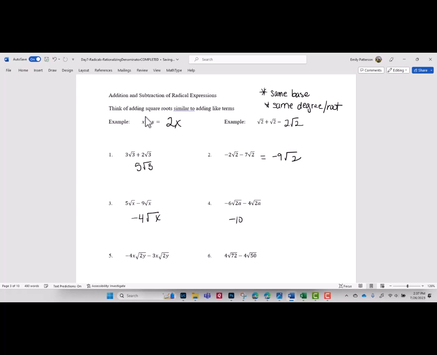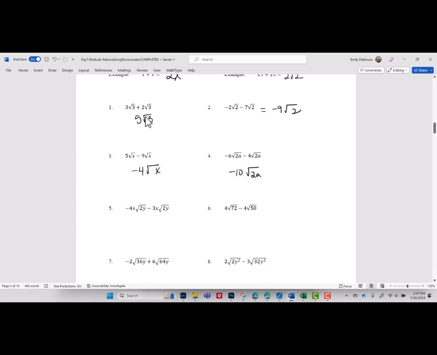And the same thing works for every single one of these, where we're not combining the bases, we're not combining the exponents, we're simply combining the coefficients in front of it. So all of these work very much the same. I have negative 4x and a negative 3x together. That's a negative 7x of these square root of 2y's. Now when I'm looking at this one, these cannot be added together because they do not have the same base. They have the same degree, they're both square roots, but they do not have the same base.